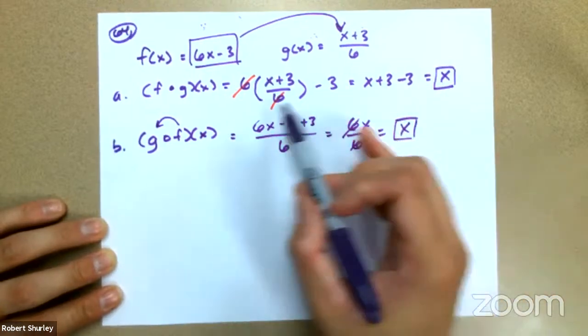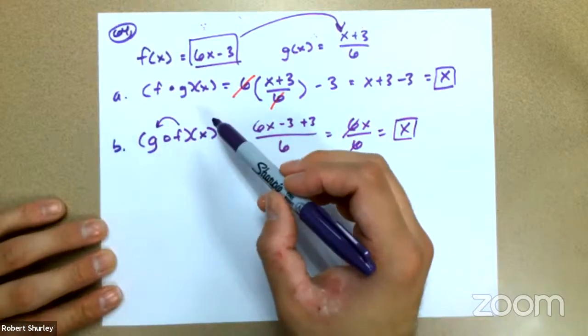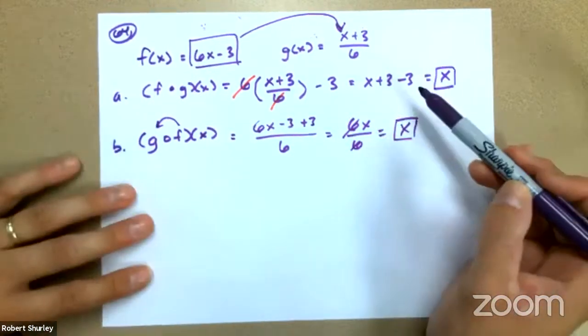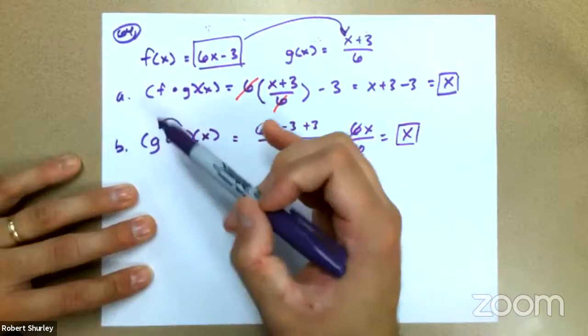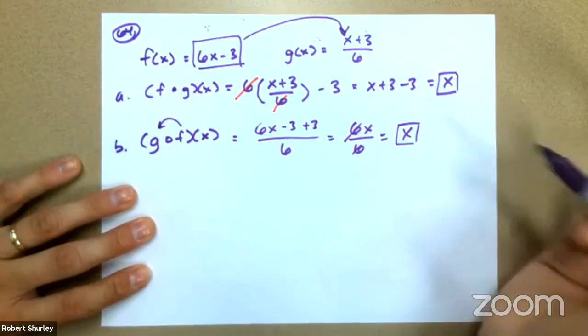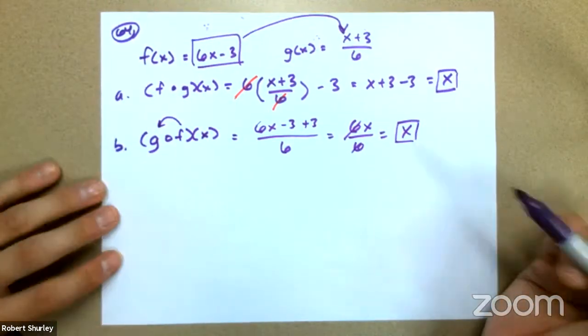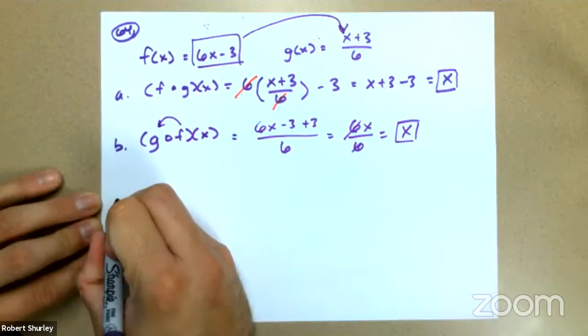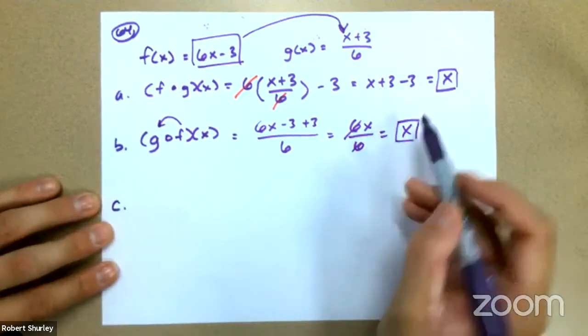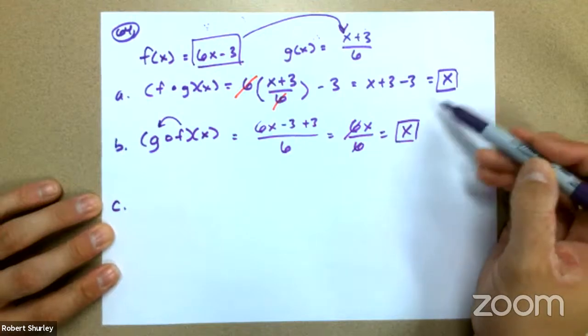This happens if you have an inverse: when you take the composition, the order doesn't matter. You'll wind up with x's. Kind of neat. Now, what's nice though is these just equal x.